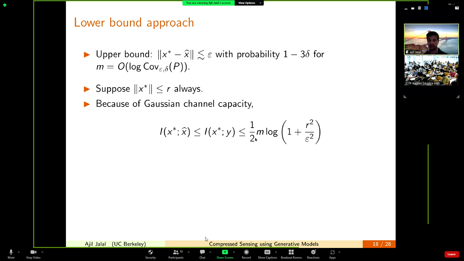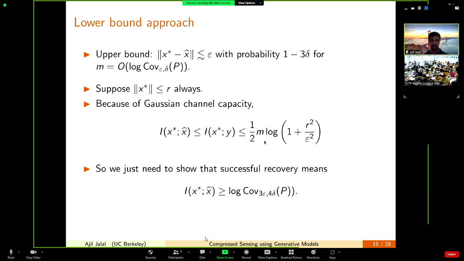And the second inequality follows from Shannon's AWGN theorem, which says that the mutual information between X star and Y is at most M times the log SNR. And the reason this holds is that Y is a linear transformation of X star and has added Gaussian noise to it. So you can directly apply Shannon's AWGN theorem. And now the only part that remains is to show that if you're able to successfully get epsilon close to X star, then the mutual information between X star and X hat should be at least the log of the epsilon delta covering number. And this is actually very close in spirit to Fano's inequality.